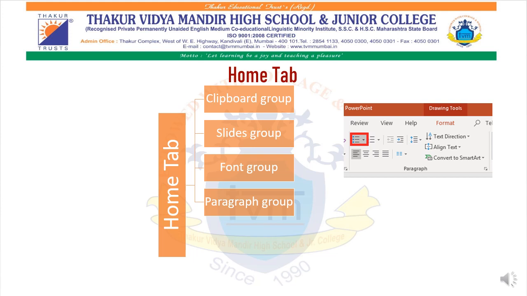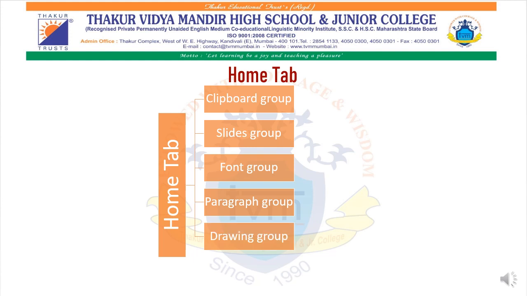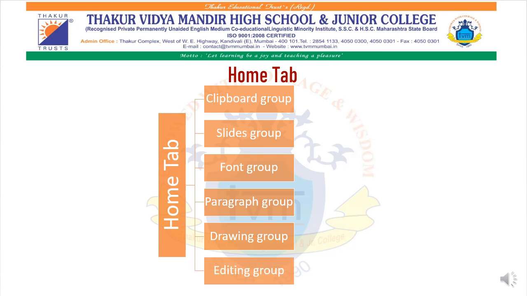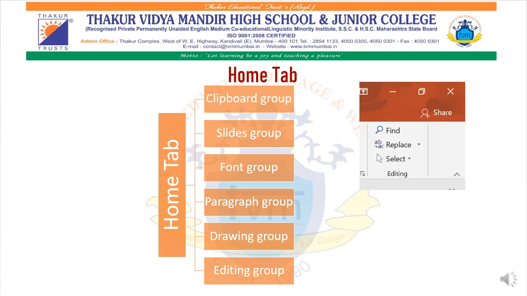Fifth, the drawing group. The drawing group on the Home tab contains commands for creating and editing drawing shapes. This group contains a dialog box launcher arrow in the lower right corner that opens the format shape dialog box when clicked. Sixth, the editing group. The editing group is the last one on the Home tab and contains commands for finding and replacing data as well as selecting text.